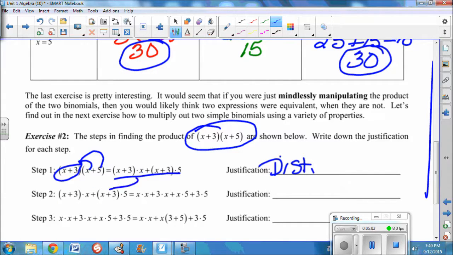Looking at that next step, this is where we left off. So they're saying we go down to this, and now we manipulate it, and what has happened? We've got x times x plus 3 times x, plus 5 times x plus 5 times 3. So what has happened there? We've just distributed that x to the x plus 3, and then we did the same thing with the 5: 5 times x, 5 times 3. So we've used the distributive property again.